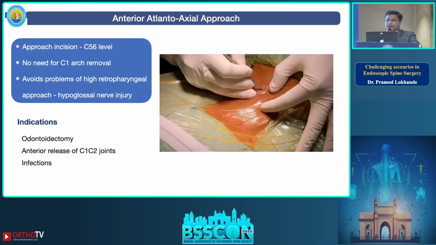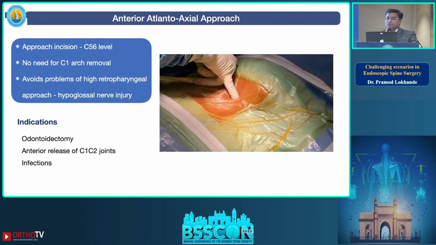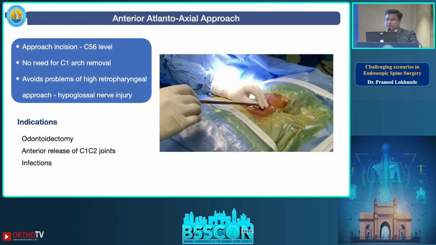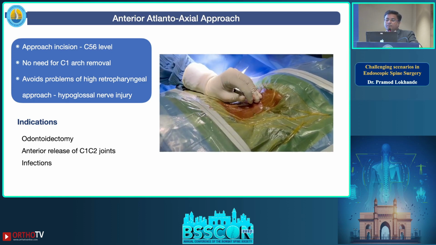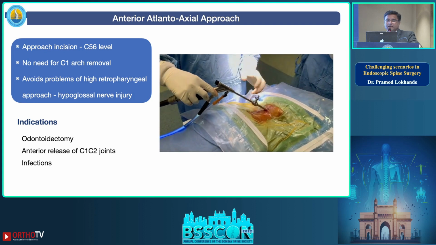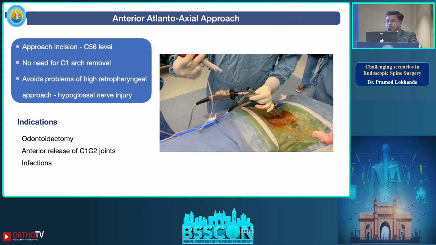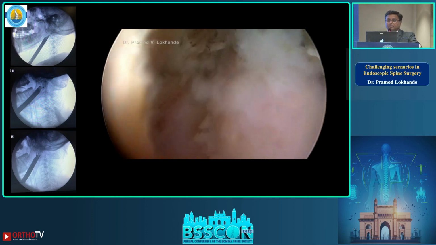So this is what we did. Approach C5-6 disc level, small incision, just enough to allow your little finger to go in, and you reach up to the bone, make a plane with blunt dissection, then you insert the working channel. This avoids the problem of the high retropharyngeal approach where you are about to dissect the digastric muscle, and this is the placement of the cannula, and this is the placement of the forceps.